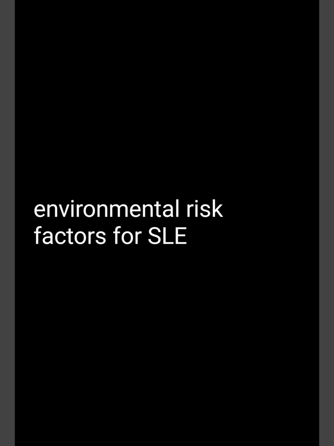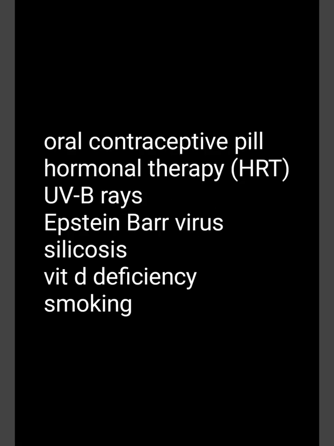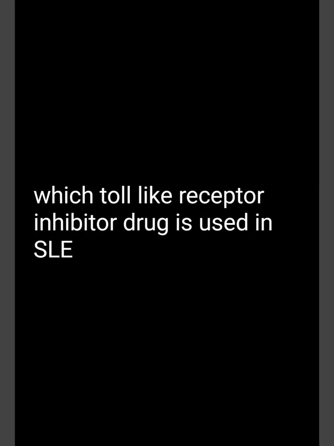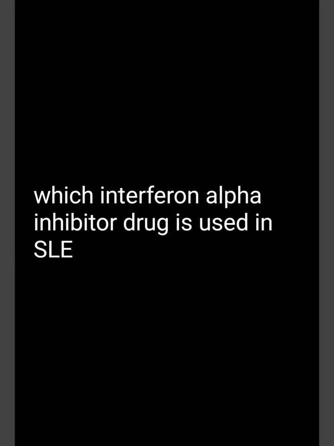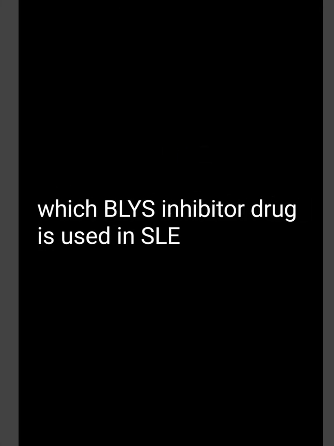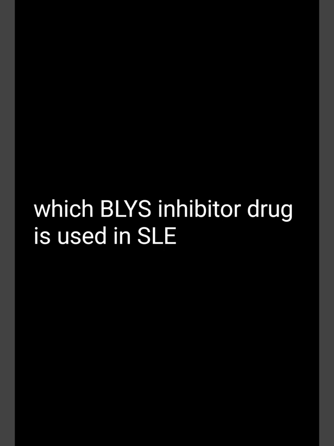Environmental risk factors for SLE: oral contraceptive pill, hormonal therapy HRT, UVB rays, Epstein-Barr virus, silicosis, Vit D deficiency, smoking. Which toll-like receptor inhibitor drug is used in SLE? Hydroxychloroquine, HCQ. Which interferon alpha inhibitor drug is used in SLE? Anifrolumab. Which BLyS inhibitor drug is used in SLE? Belimumab.